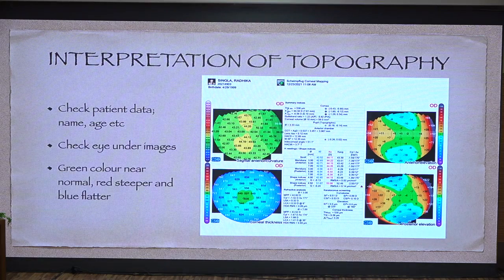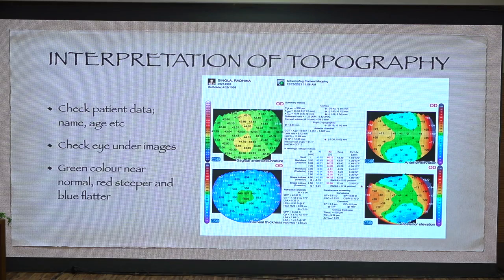Now once you are through the topography, normally these are the four graphs which you are getting. Before we analyze, one must be sure that you are looking at the patient which is there with you, that name, age and date of birth and all is first confirmed. And then important is to check the eye which is under scan, because a lot of abnormalities can be unilateral. Like sometimes the patient with keratoconus may have involvement of just one eye, the other eye may look normal. So before you tell the patient that you have keratoconus or some other corneal abnormality, it is important to look at which eye you are looking at.